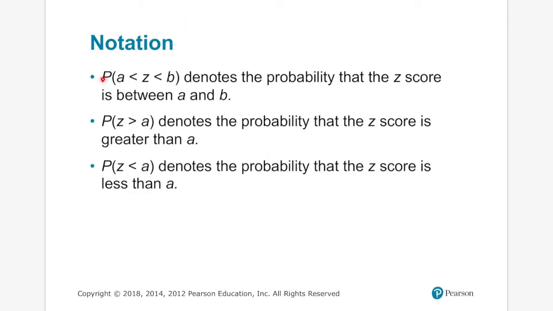Notation. Probability of A less than Z less than B means the probability in between A and B. Probability that Z is greater than A means the probability that the Z-score is greater than A. Probability of z less than a denotes the probability that the z-score is less than a. In a continuous probability distribution, greater than and greater than or equal to give you the same answer. So you can either just use greater than or greater than or equal to. Similar to less than and less than or equal to, and similar to this one as well.